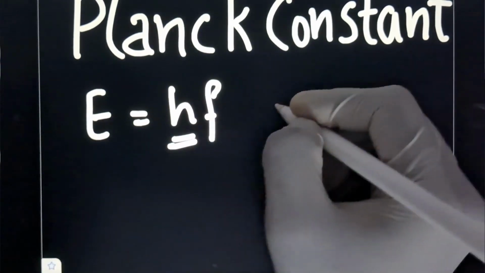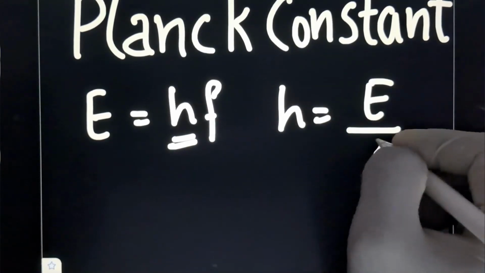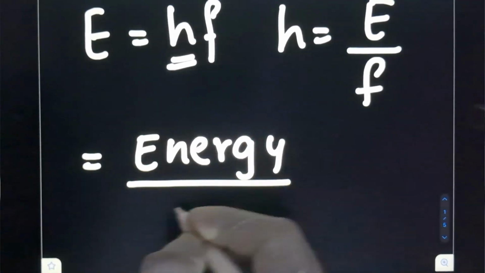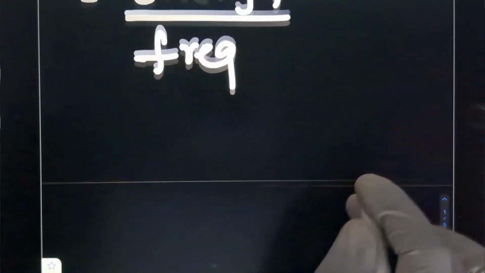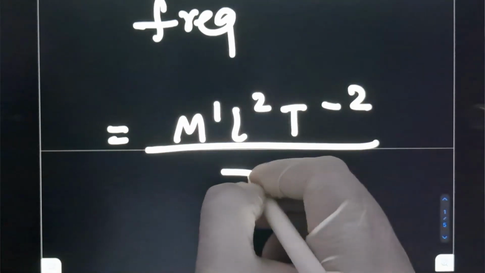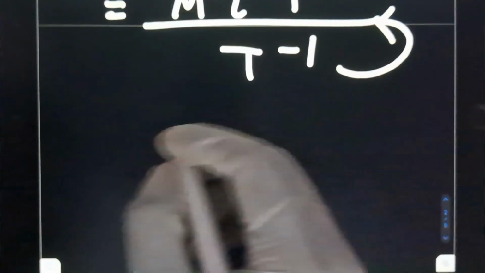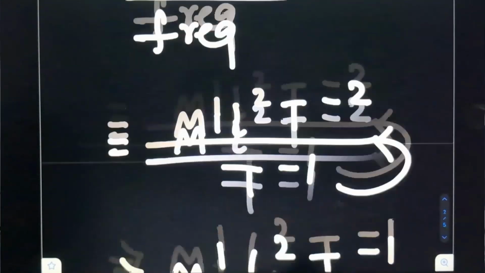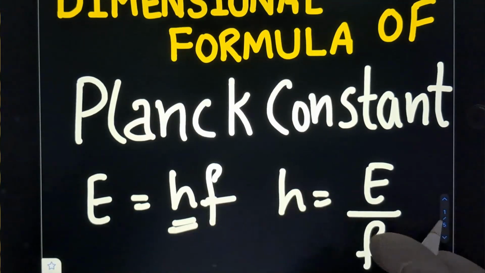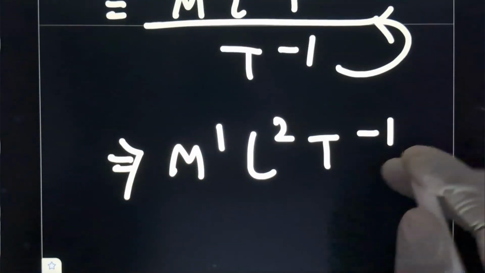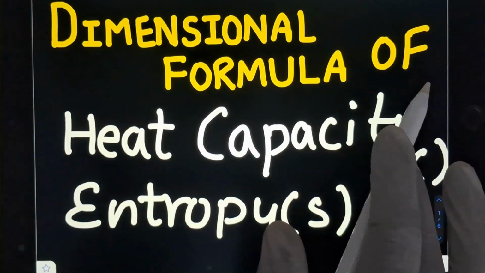Here h denotes Planck constant. On rearrangement, h is equal to E by f. Here E denotes energy and f denotes frequency. Energy dimensional formula is M^1 L^2 T^-2 by frequency T^-1, the inversion of time period. Here we get M^1 L^2 T^-1. It is the Planck constant dimensional formula. E is equal to hf, h is equal to E by f, energy by frequency. Substitute the energy dimensional formula by frequency. We get the answer.